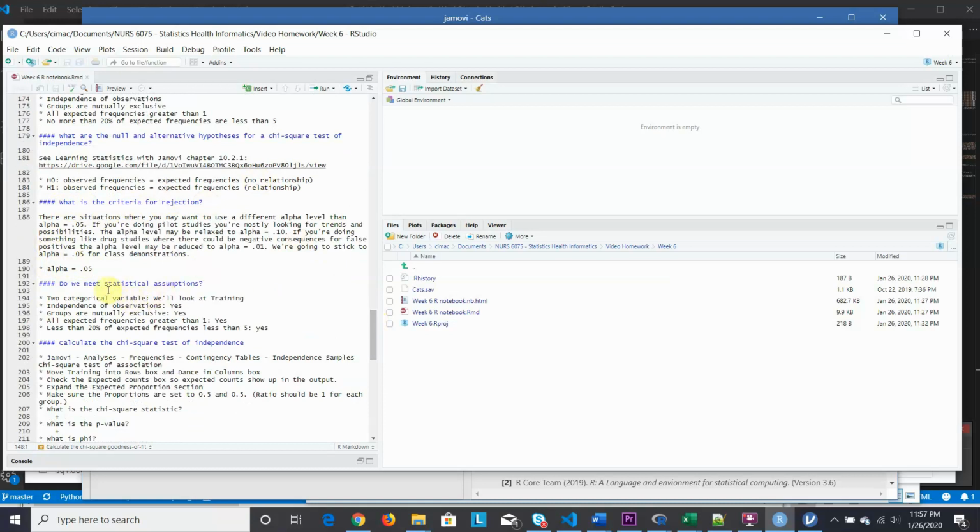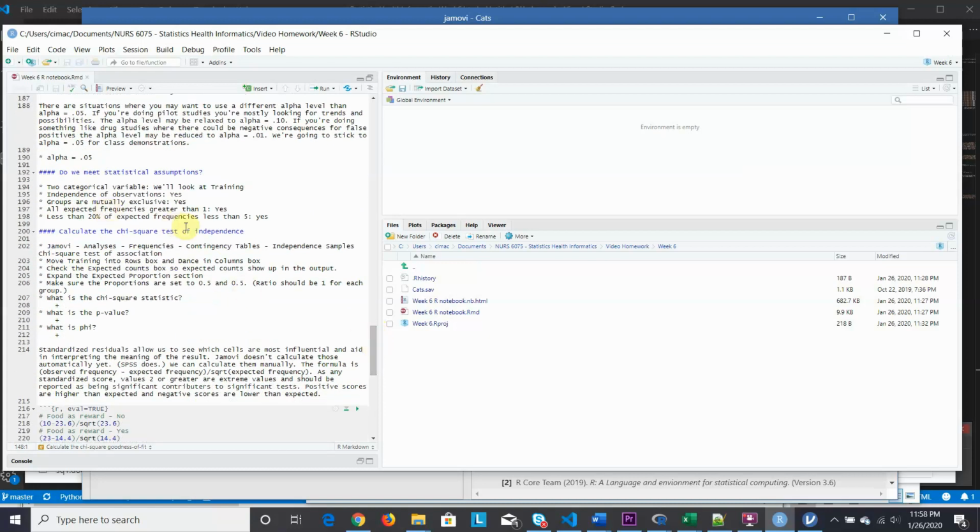So do we meet our statistical assumptions? Are we looking at two categorical variables? Yes, we do. Are the observations independent? Yes, they are. Are groups mutually exclusive? Yes, they are. All expected frequencies are greater than 1? Yes, they are in this case. And less than 20% of expected frequencies are less than 5. We don't have any that are that low, so we do meet that assumption.